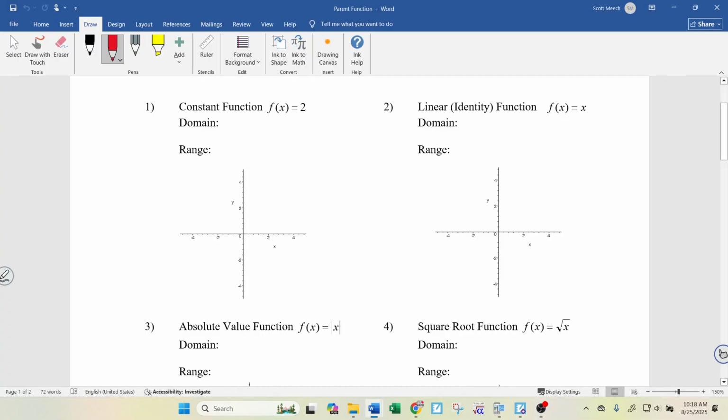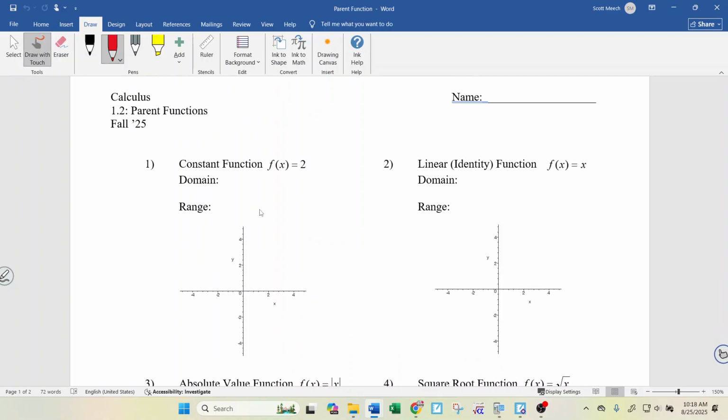All right, let's go through these. Constant function, 2. Just a horizontal line right at 2. My domain is -infinity to infinity. And the range is just 2, because that's the only number you get out of it.